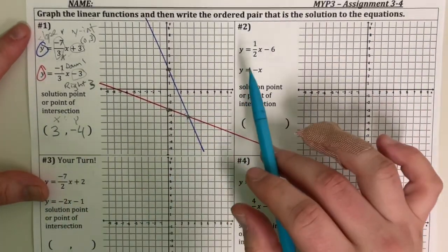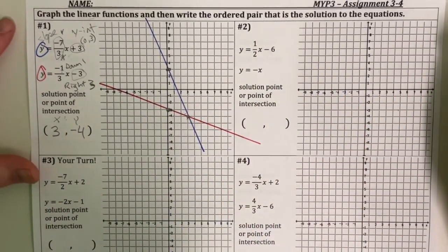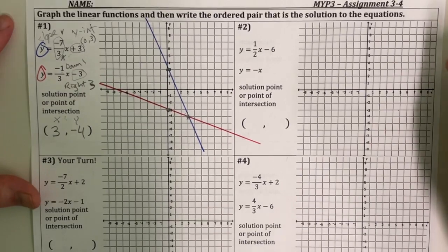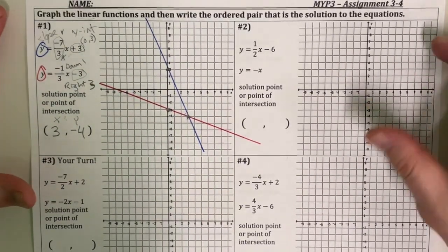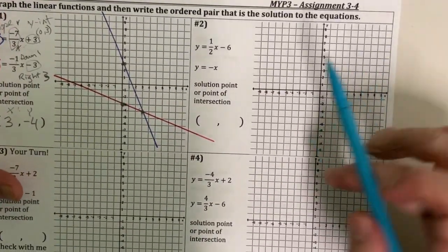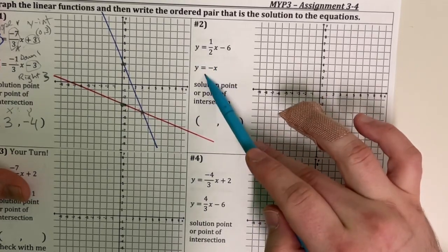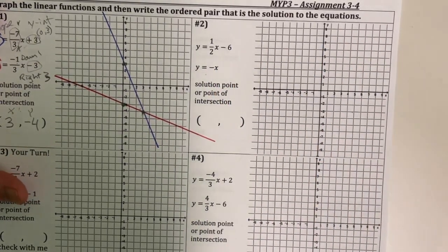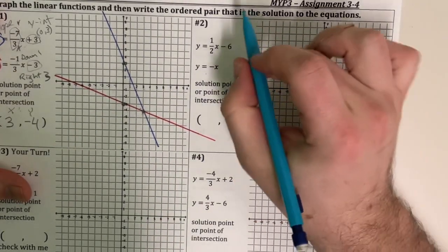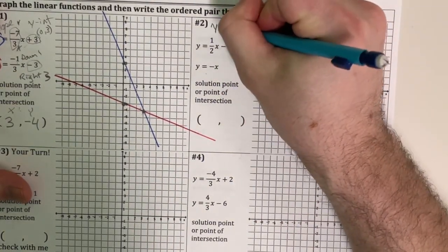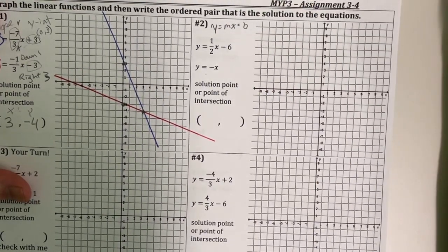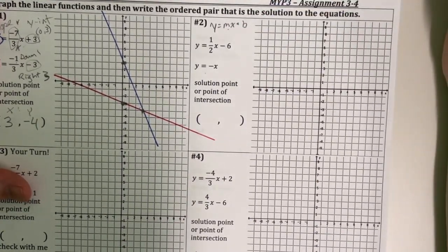So again, super simple. It becomes a lot easier once you're graphing these out on the coordinate plane. So now for number 2, same idea. 2 functions, graph them on the coordinate plane, and then see where they intersect. So again, remember, it's always going to be in the form y equals mx plus b, where b is your y-intercept and m is your slope.